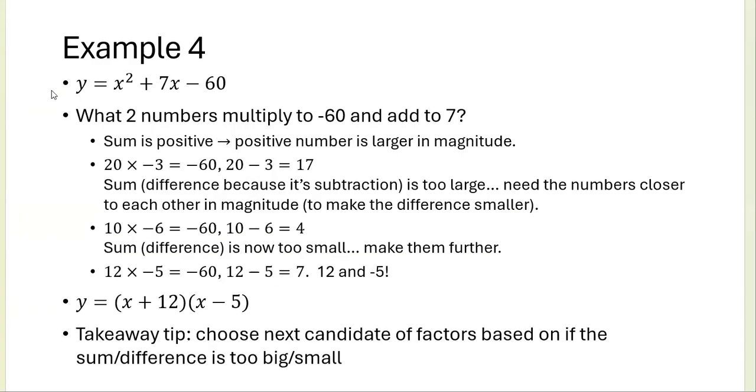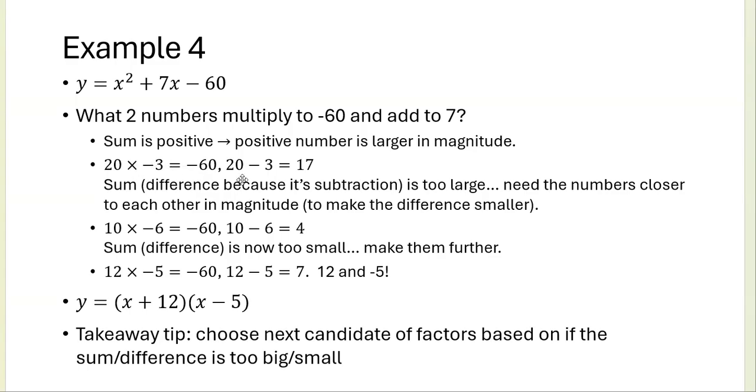Okay. All right, so let's pick like 20 and 3. That makes 60, yeah? And then we know that the positive number should be larger in magnitude. So let's pick 20 and negative 3, okay? That makes negative 60 when we take the product. And then we add them. So 20 minus 3 is 17, okay? Here's the tip. 17, the sum of these two numbers was too big.